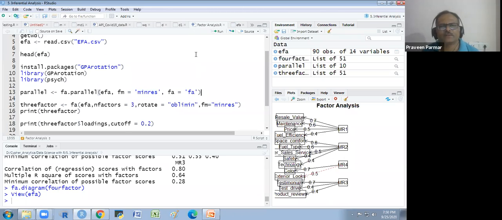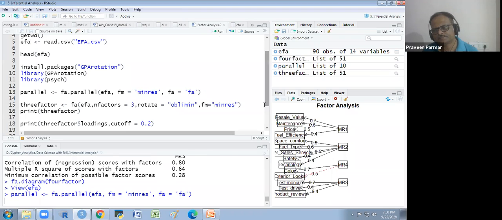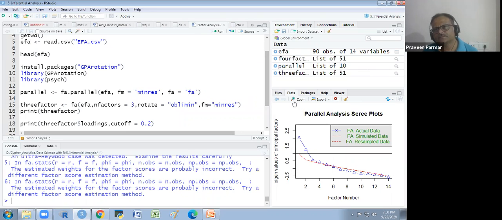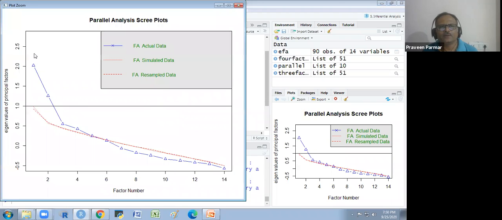fm = minres, fa = fa. So I will just get here how many factors we should take. You see there is an inclination that is very high, and here the inclination now becomes low. The slope is not as high as it was here. So how many factors should we take through this scree graph?